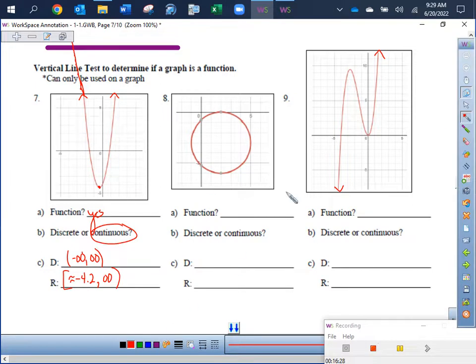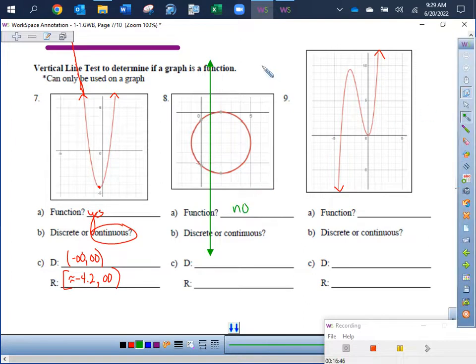Let's try this guy. They want to know, is this graph, which is a circle, a function? How do you tell if it's a function? We're going to use the vertical line test. If I draw a vertical line that goes through there in more than one spot, it is not a function. So this is a big fat no.